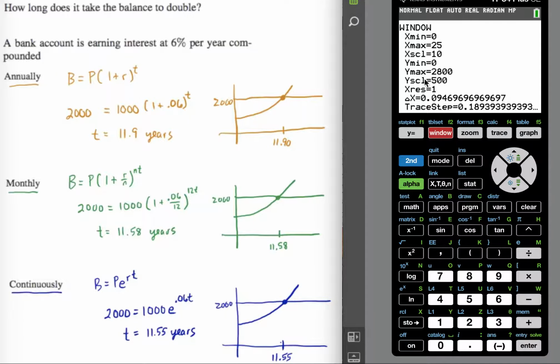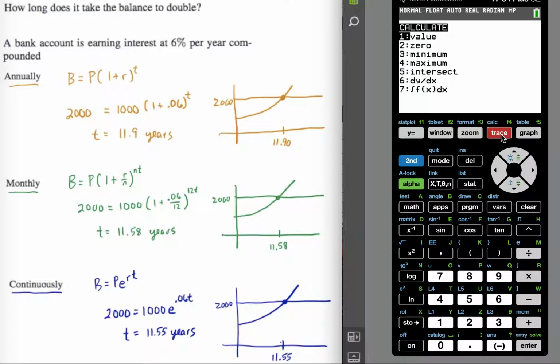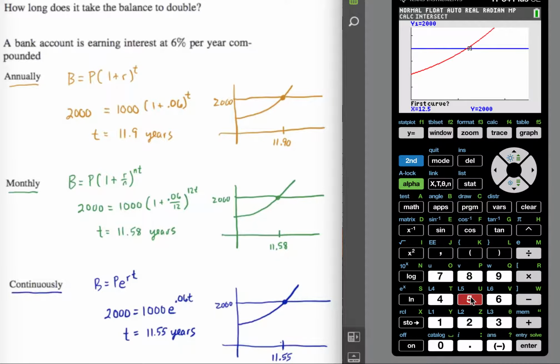So if I set my window as I have here, then press the graph key, notice here I've got my blue function is the 2,000 mark. The red function is the exponential growth of the account, and what I want to find out is exactly when the red meets the blue or reaches a value of $2,000. So to do this, I find the point of intersection. I'll press second and trace for calculate, then choose option number 5 for intersect.